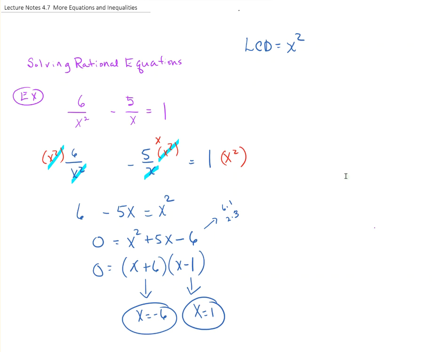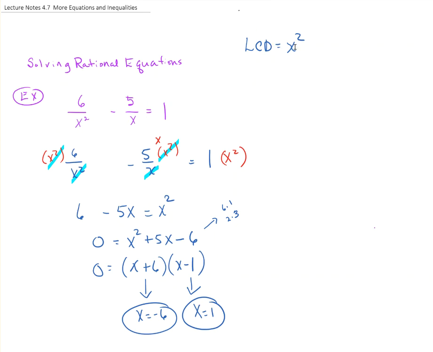This is section 4.7, and we've got some more equations and some inequalities. Let's look at solving a rational equation, and that's where you have one or more rational expressions. So you want to get rid of these denominators, and you figure out what's the LCD, what's the lowest common denominator that both of those will go into.